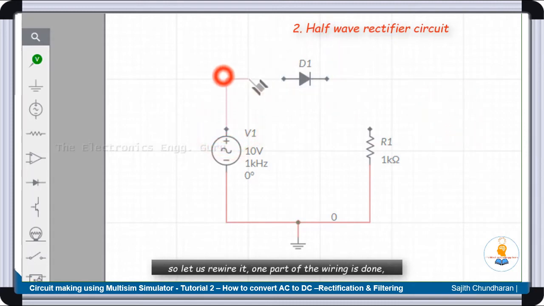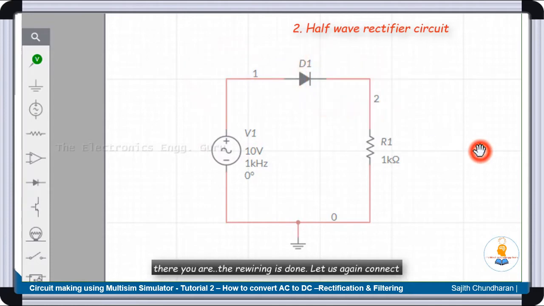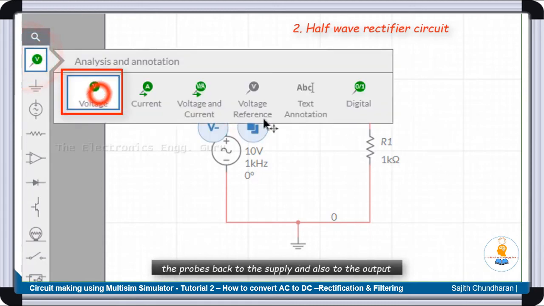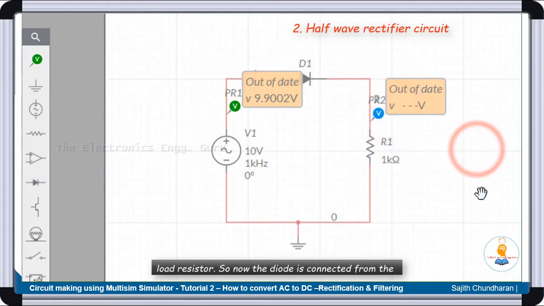So let us rewire it. So one part of the wiring is done, and there you are. So the rewiring is done. Let us now again connect the probes back to the supply and also to the output load resistor. Yes, there you are. So now the diode is connected to the source and to the load.